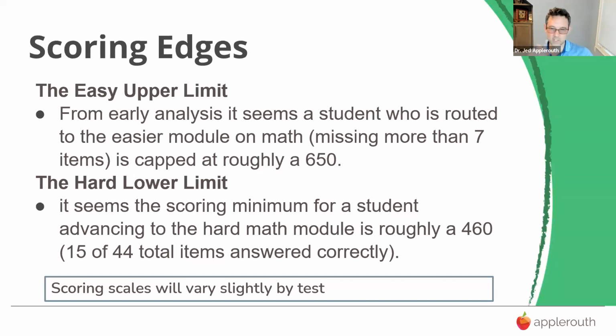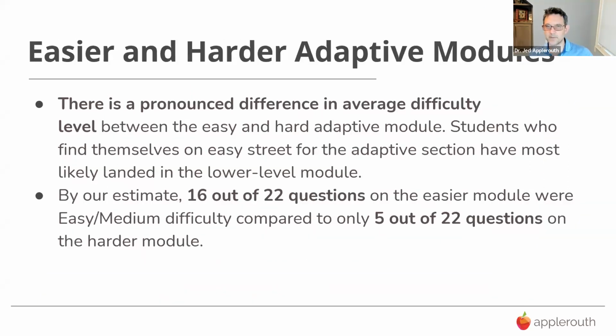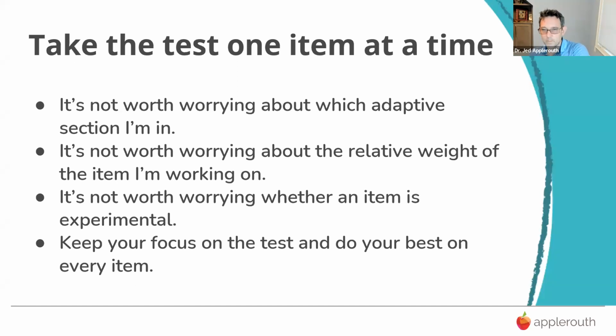So we talked about the upper limit and the lower limits for scoring. It'll vary some by test, but that's what we've seen so far on the first 4 tests on the Blue Book app. And it's important you understand that the adaptive modules are going to look really different, and for the trained student, they're going to feel a little bit different too, in terms of the number of easy, medium and hard questions. Knowing that though, it's not worth wondering, am I on the harder adaptive or the easier adaptive? Is it experimental? Does this one weigh more or less? These things are not helpful for your final score.